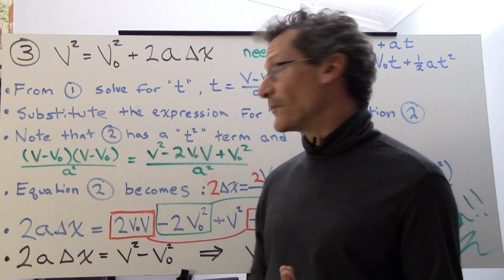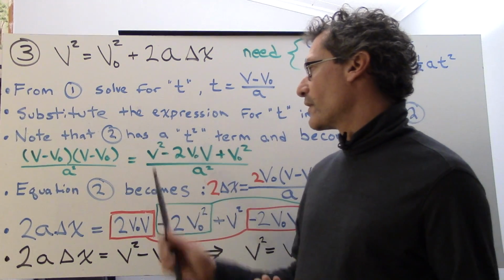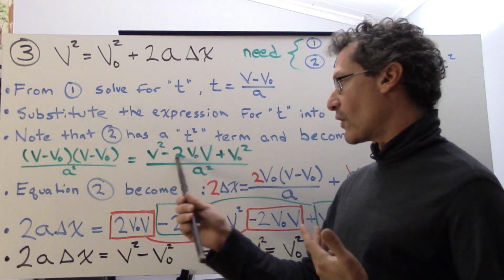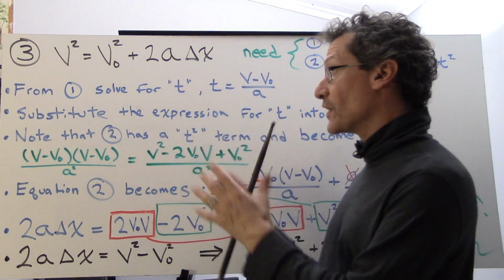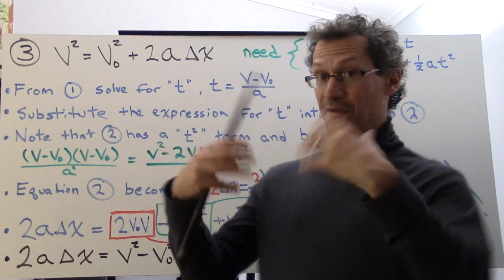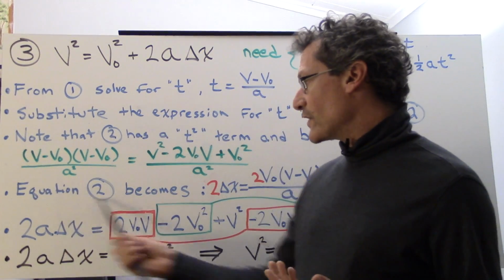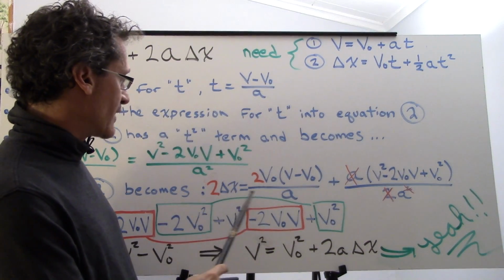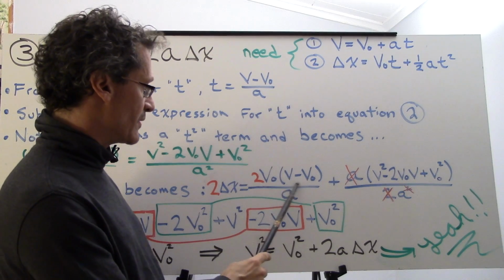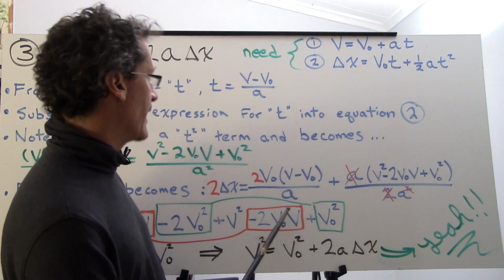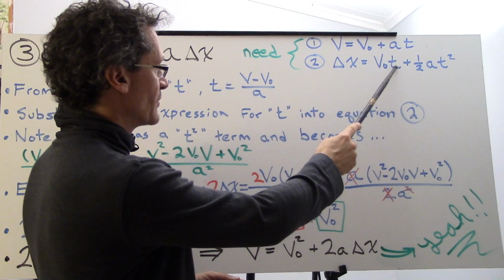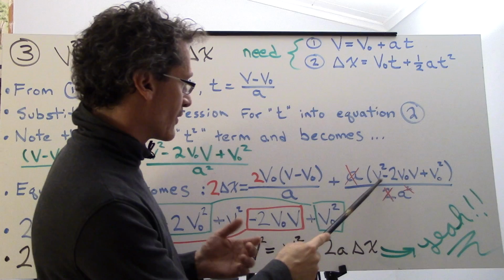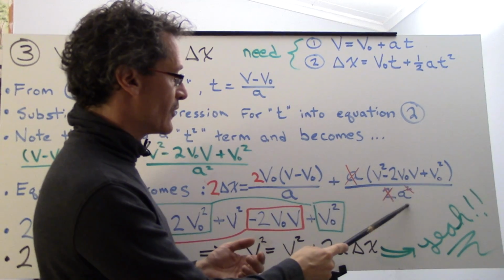We actually gotta process this. We gotta FOIL it out. And so that's what I've done over here. V squared minus 2v naught times v plus v naught squared, all over a squared. Okay, that's good. That's just t squared. So we will plug that in for t squared. So equation 2 now becomes this thing over here. It's delta x equals v naught times v minus v naught over a. That's because we substituted this in for t. And this here is the thing that's been FOILed out with the a in the bottom.